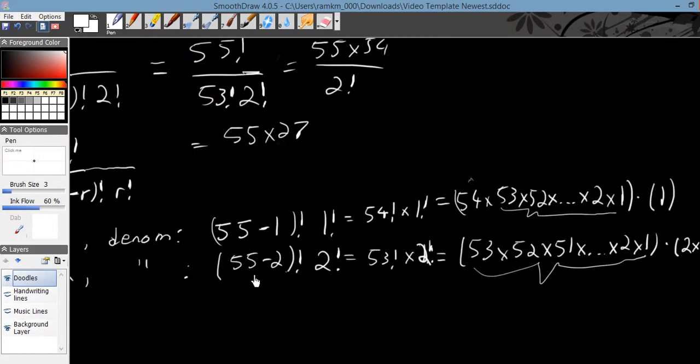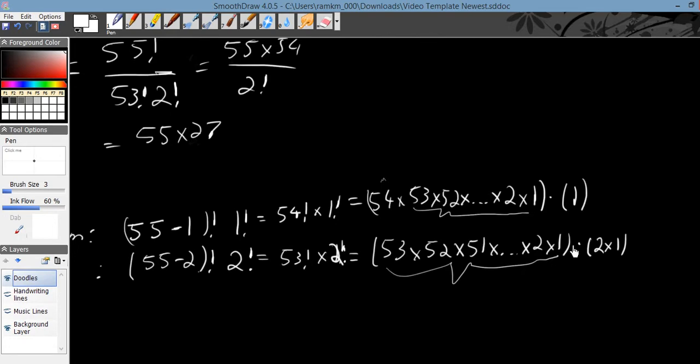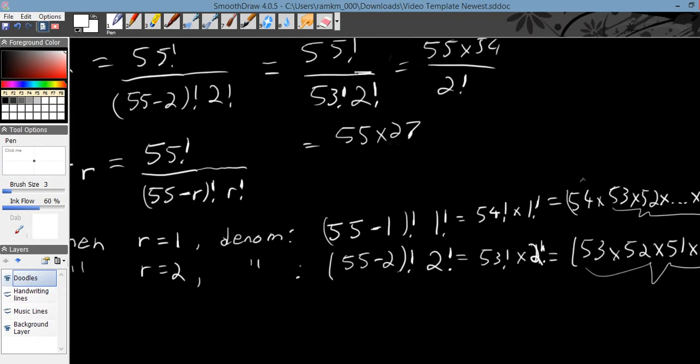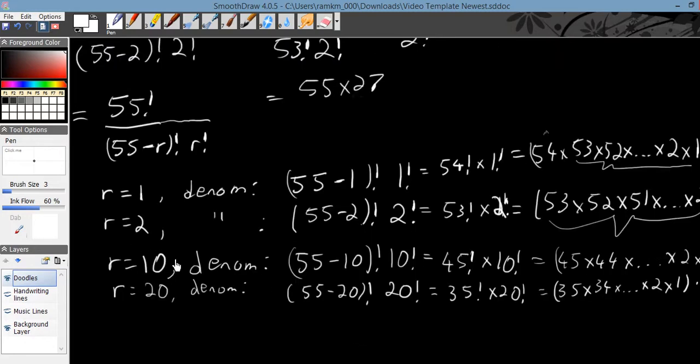So from these two examples, it looks like when we increase R, we're going to be making this denominator, 55 minus R factorial times R factorial, smaller. But how far does that hold? Now let's compare the case when R equals 10 with the case when R equals 20.